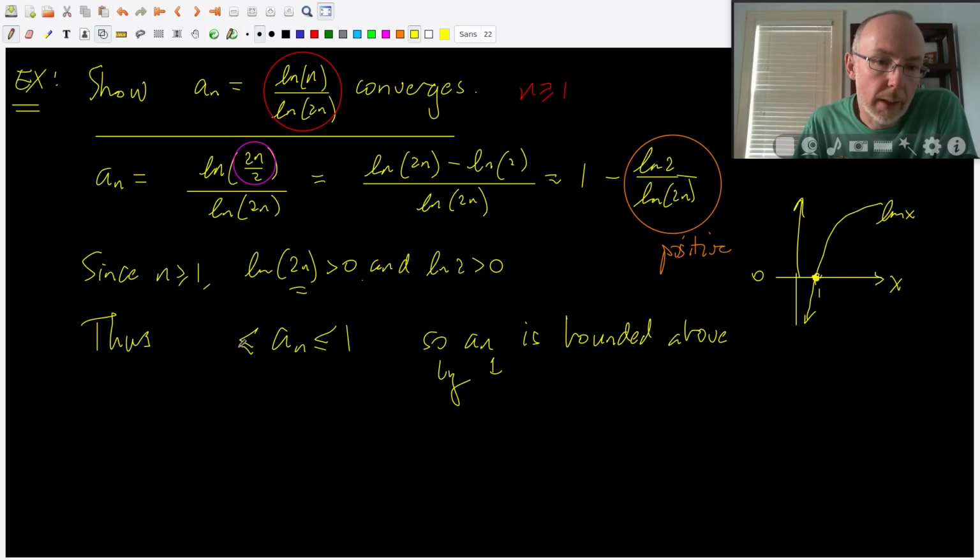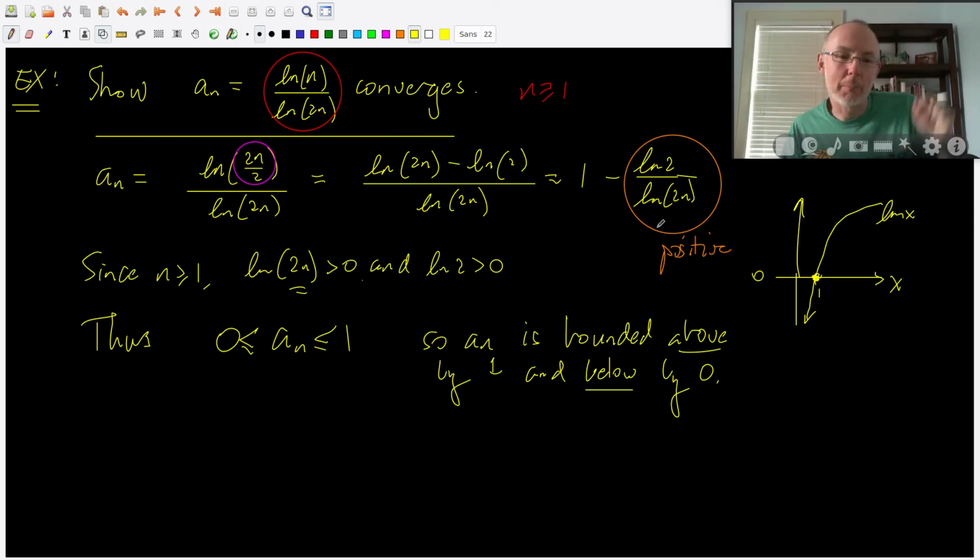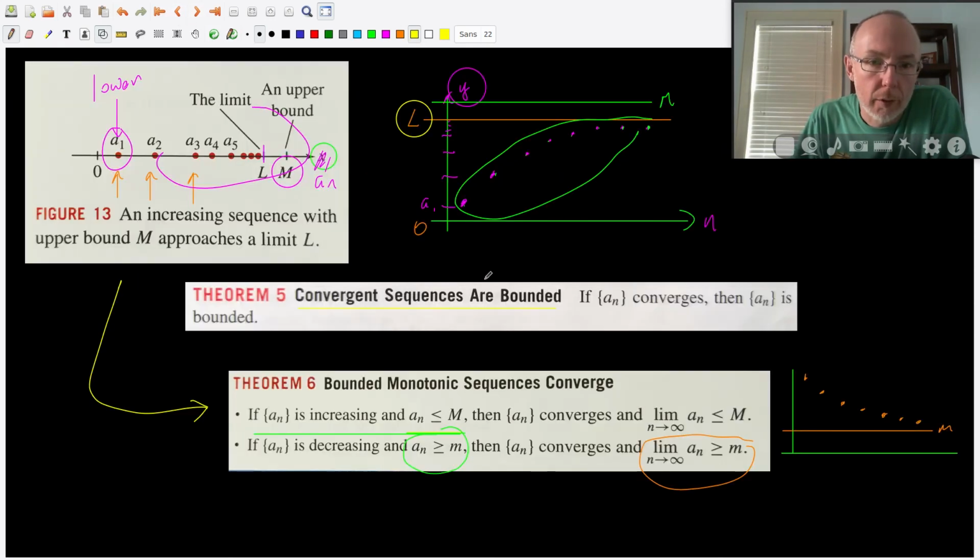So this thing is actually bounded below as well. So the values in this sequence are going to be greater than or equal to 0 and less than or equal to 1. And so it's bounded. And bounded sequences converge, right?